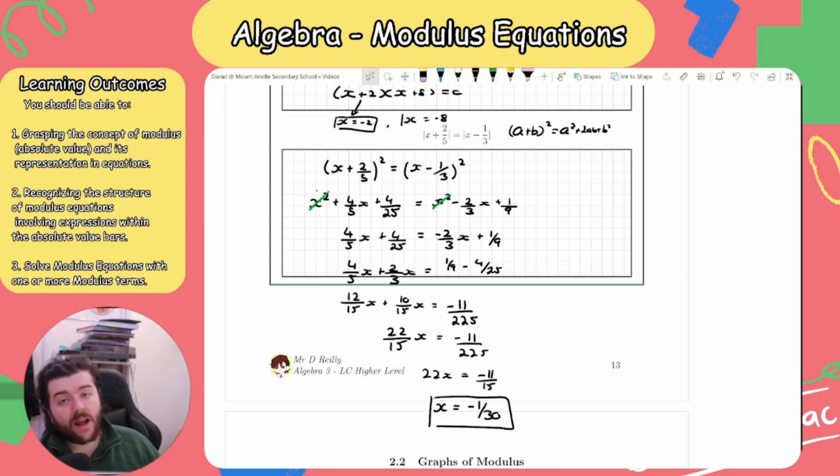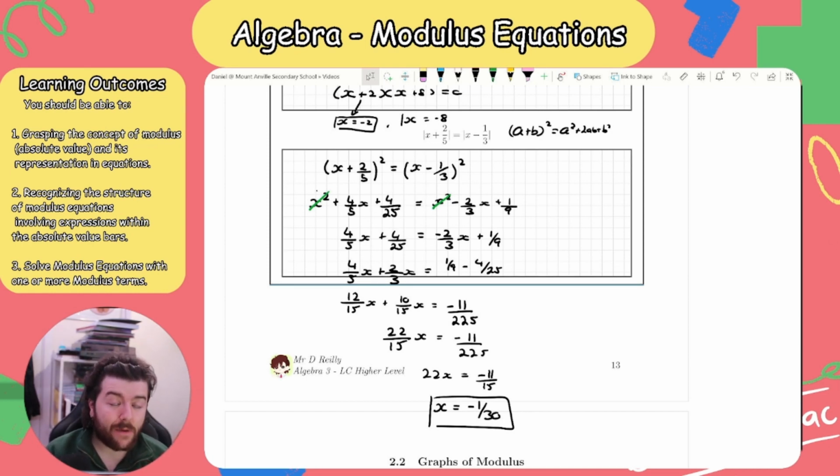Next video, we're going to be looking at graphing the modulus and then using graphs of modulus to solve modular equations. And then finally, in the last video, we're going to be looking at modulus inequalities.